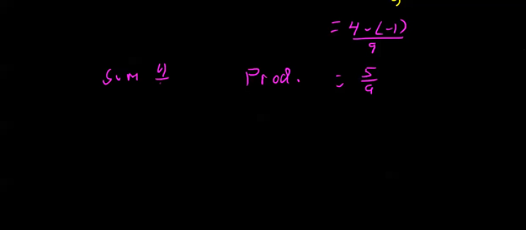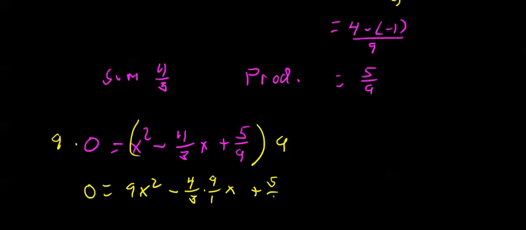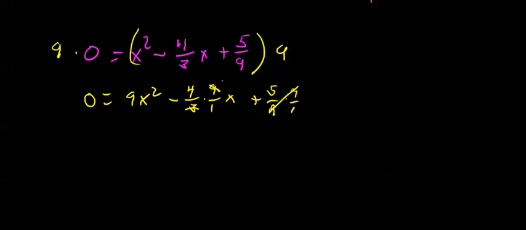Sum is 4/3. So we have x squared minus the sum plus the product is equal to 0. And if you remember, we do not want fractions in the answer, so we multiply both sides by 9, and we get 0 equals 9x squared, minus 4/3 times 9 over 1, x, plus 5/9 times 9 over 1. 9's cancel. The 3 goes into 9 3 times. And we have, for our final answer, 0 equals 9x squared minus 12x plus 5.